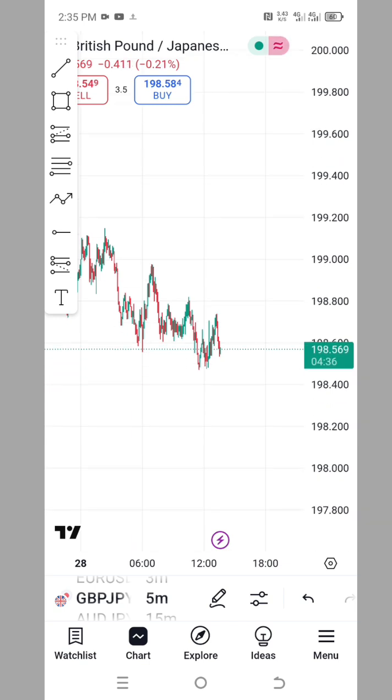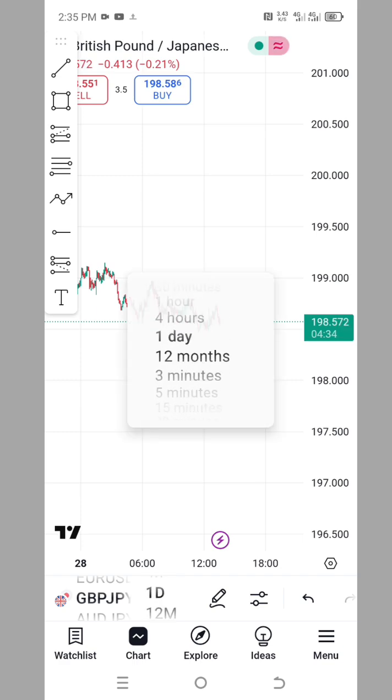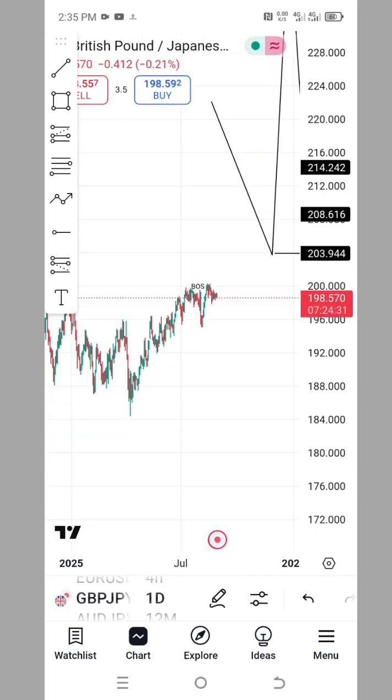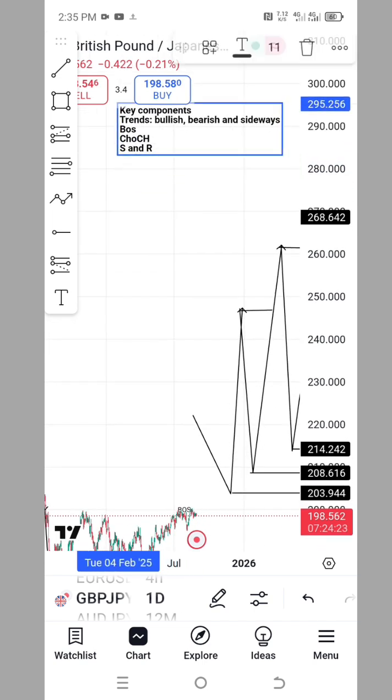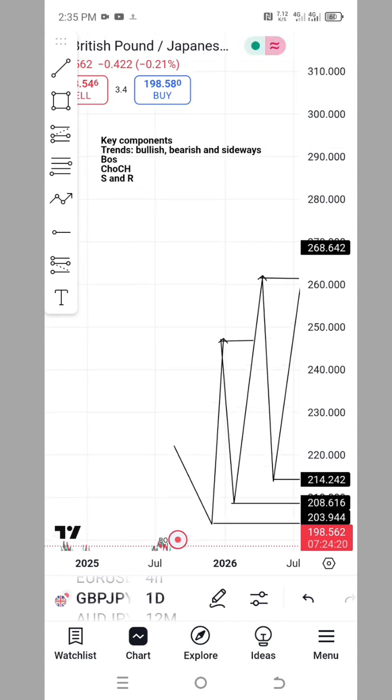Then the next one is key components. Under SMC, under market structure, we have the trend: bullish, bearish, sideways. We have break of structure, we have change of character, we have S and R, which is also known as support and resistance. I will explain better in part two. I don't think I can explain them here. The video is getting long. I'm so sorry. So there will be part two of market structure.